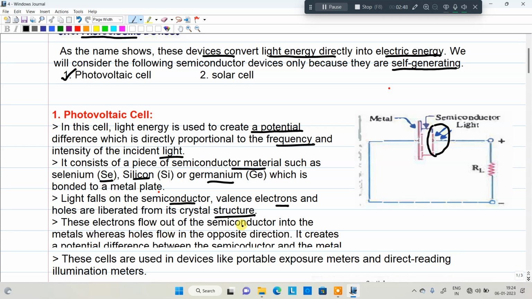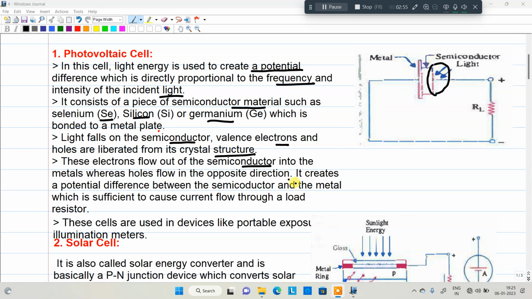These electrons flow out of the semiconductor into the metal, whereas the holes flow in the opposite direction. So whenever holes flow in the opposite direction, it creates a potential difference between the semiconductor and the metal. Whenever a potential difference is created, definitely current will flow, which is sufficient to cause the flow of current through the load. Okay, this is the way the photovoltaic cell works.